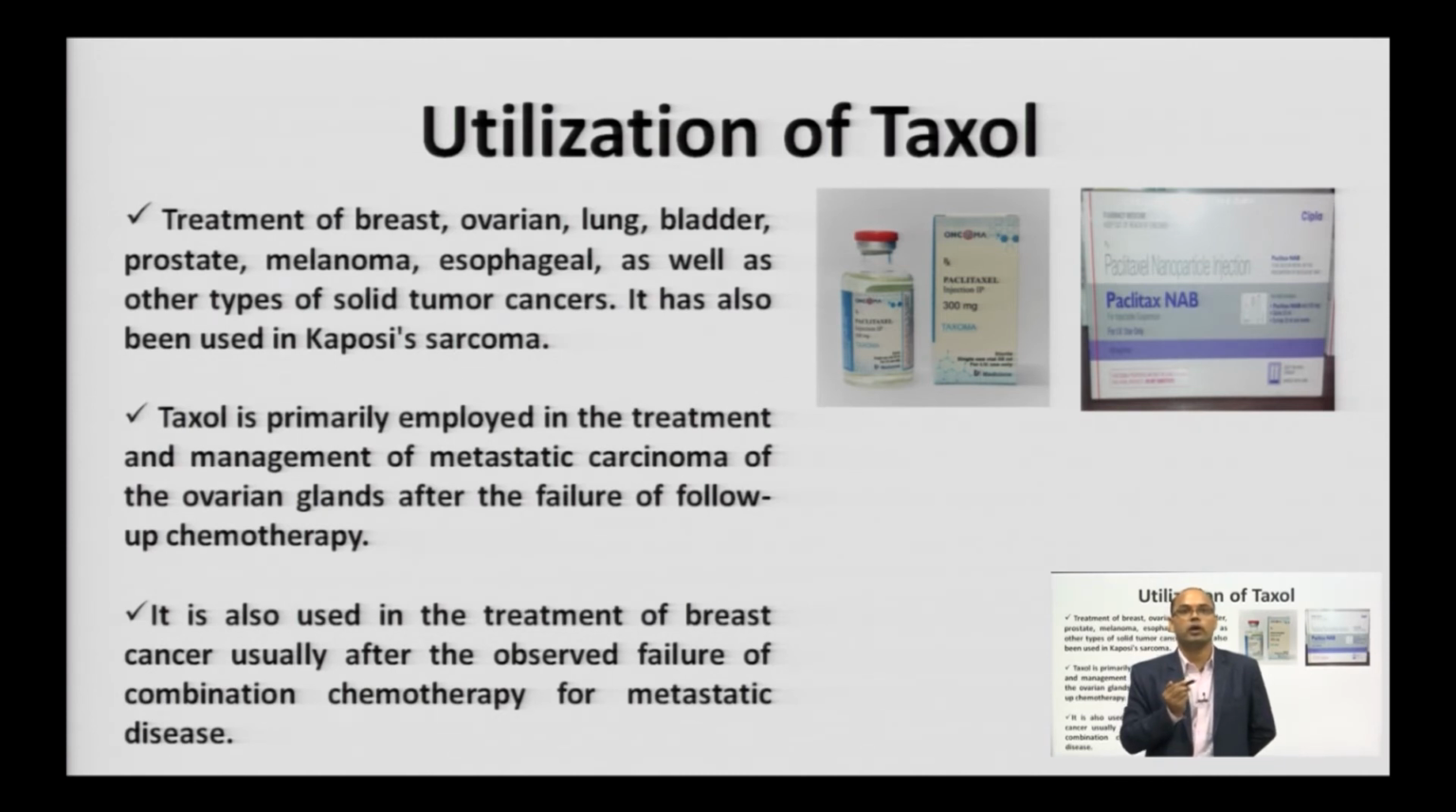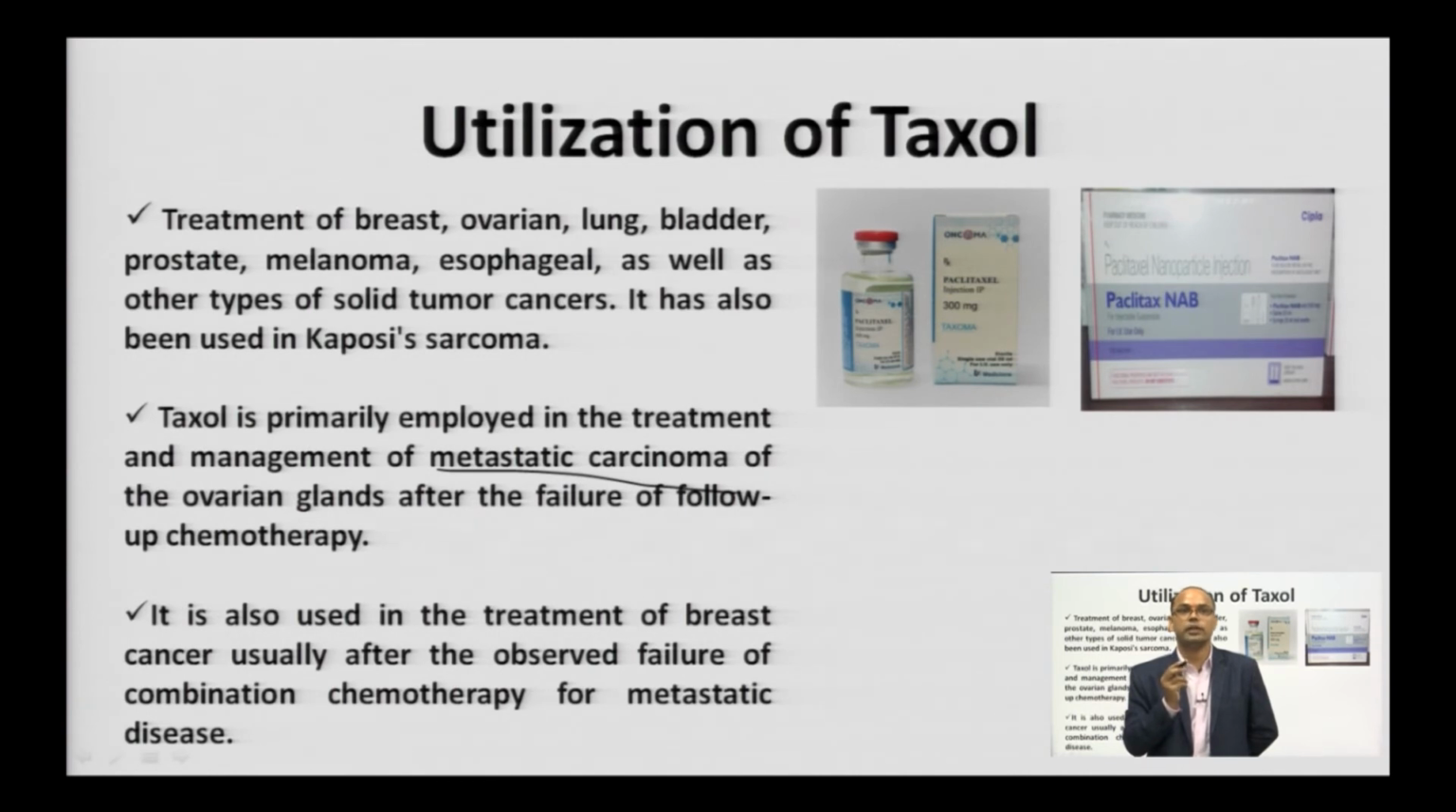Taxol is primarily employed in the treatment and management of metastatic carcinoma of the ovarian glands after the failure of follow-up chemotherapy. When chemotherapy fails in ovarian cancer treatment, Taxol is the drug of choice. Its advantage is that it is used in the metastatic stage of cancer, which is generally the second last stage. You can use the drug in that metastatic stage of cancer.